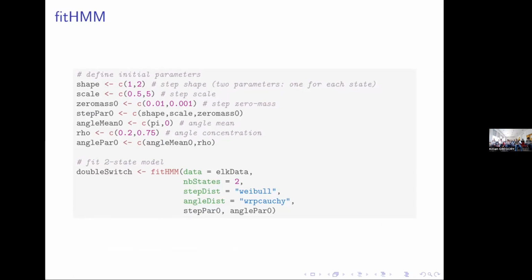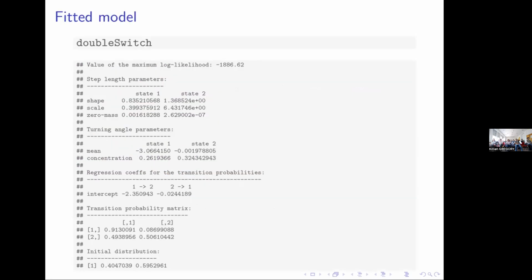But once you've done that, you can just use a single function, which is called fitHMM, and you just supply the data, the number of states you want, and then the distributions for your step lengths and your turn angles. In this case, we're using a Weibull distribution and a wrapped Cauchy for the turn angles. And that's it, and then it'll fit. And when we print the results, you can get the summaries of your parameter estimates. We can get our intercepts for our state transitions, all that good stuff.